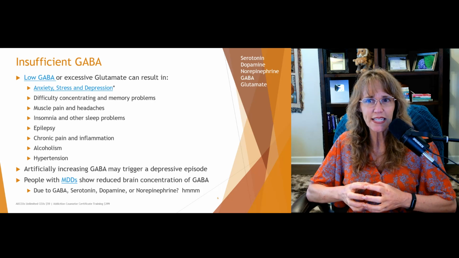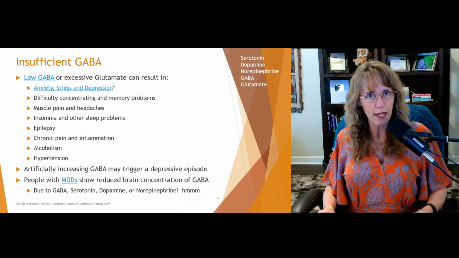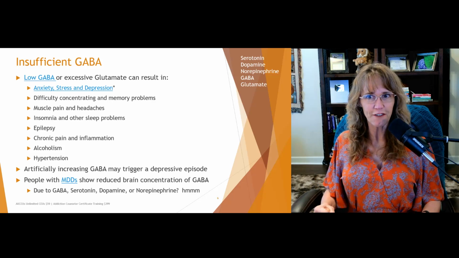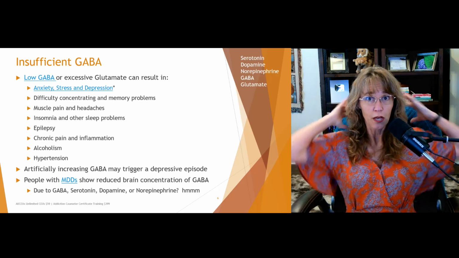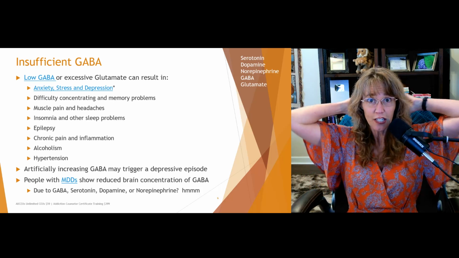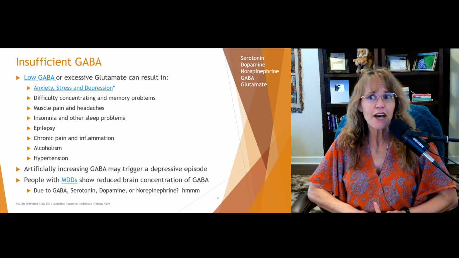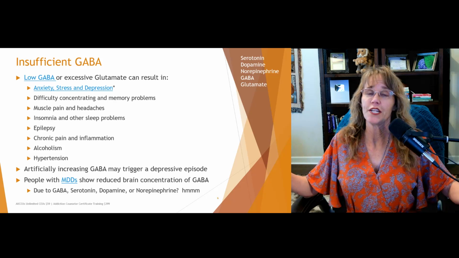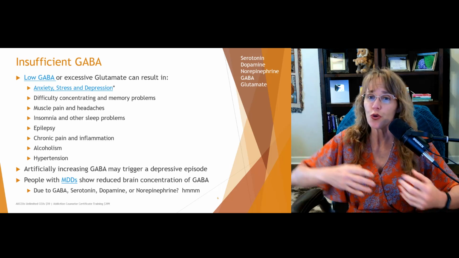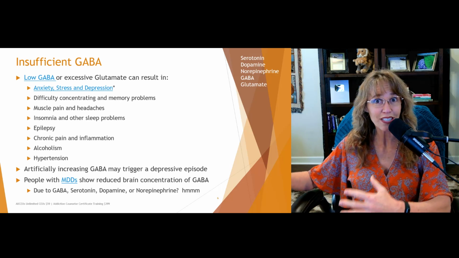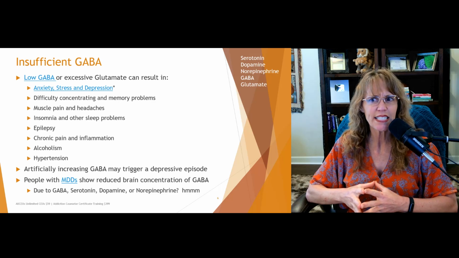Muscle pain and headaches. When we're stressed out, when our glutamate levels are high and we're on alert because we're in fight or flight, we have muscle tension, which contributes to muscle pain. Muscle tension in our neck contributes to stress headaches. Insomnia and other sleep problems. When you're stressed out, when you are in fight or flight, you don't feel safe, you are not going to be able to relax as well, and you're not going to likely get into that deep sleep.